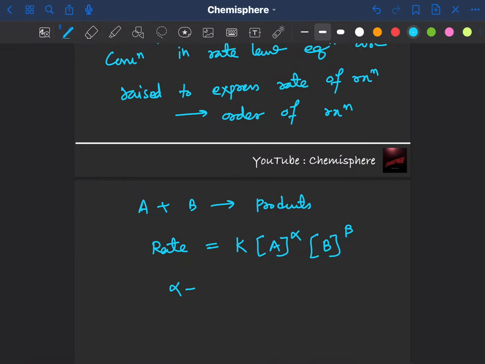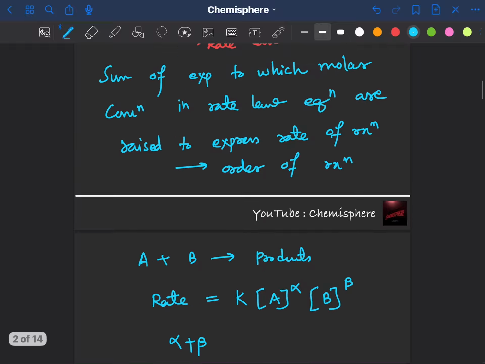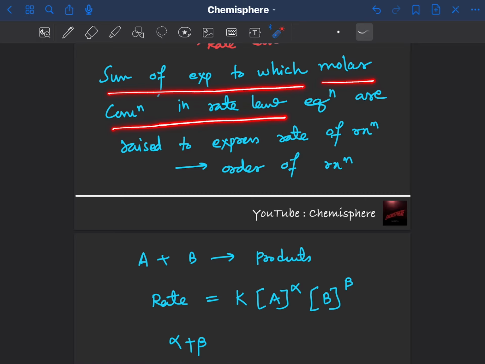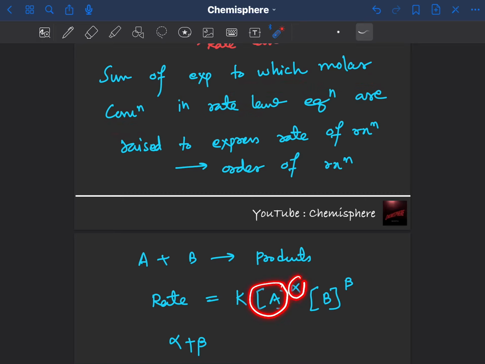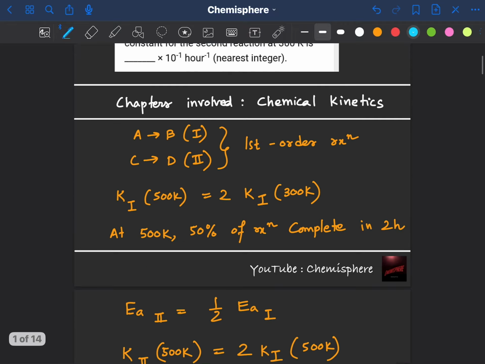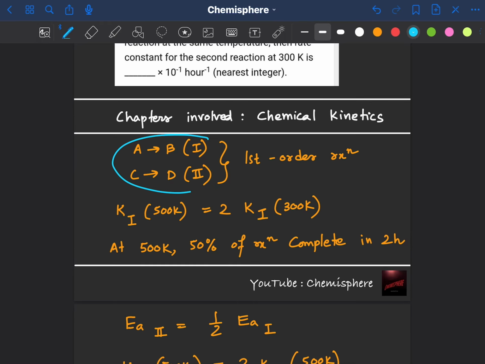So the order is the sum of exponents to which molar concentration is raised in the rate law. This is the power of concentration of A, this is the power of concentration of B. Their sum, alpha plus beta, is the order. Now in this question, they have told us that both of them are first order reactions. That's an important piece of information.